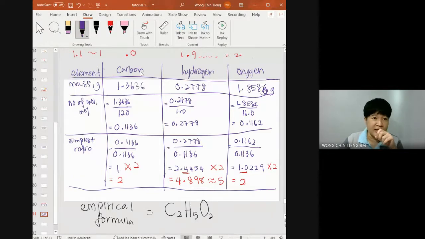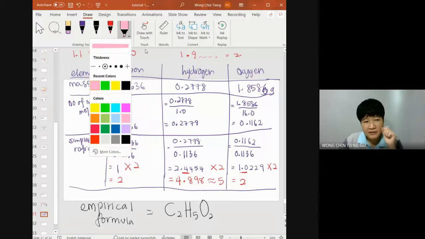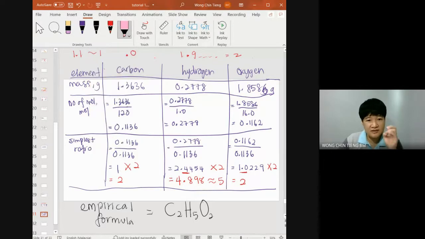Dan soalan macam ni, akan dapat markah tak? Ya, akan dapat markah untuk certain bahagian. Alright, maka konsep akan dapat. Jawapan akhir yang betul tu akan dapat. Tapi kalau jawapan akhir yang kamu dapat tu lain, tak dapat lah. Okay, so saya nak tunjuk markah konsep.